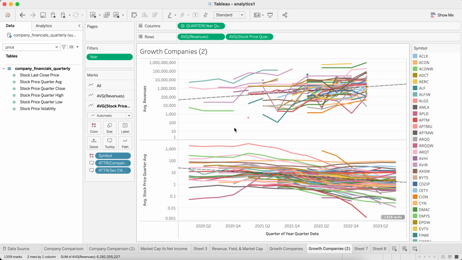So there you go. We've used a little bit of SQL and Tableau to help us find companies we may have never known about even existed out there on the wild stock exchange.